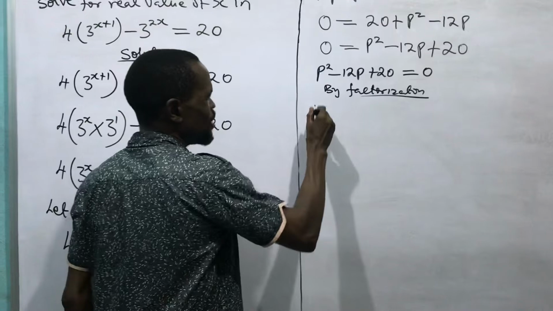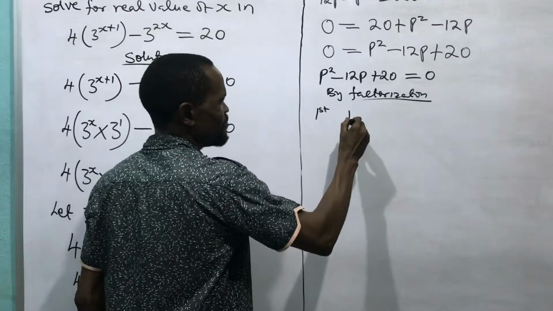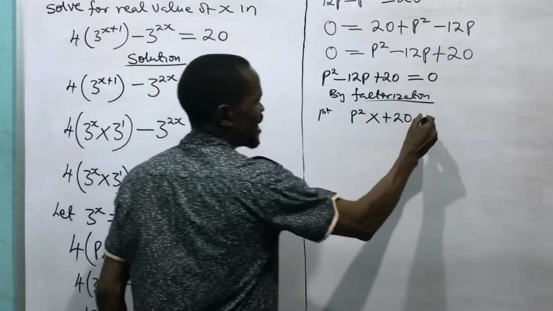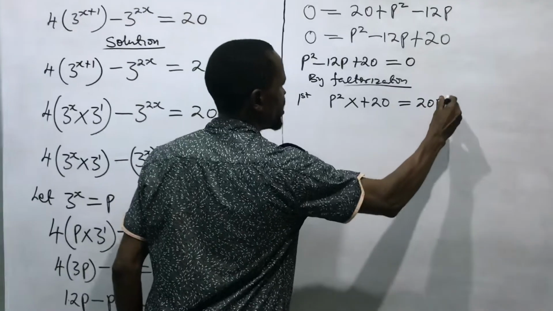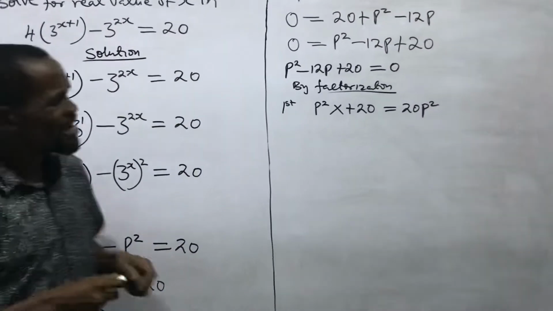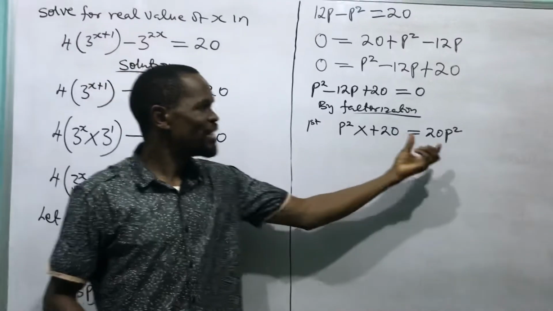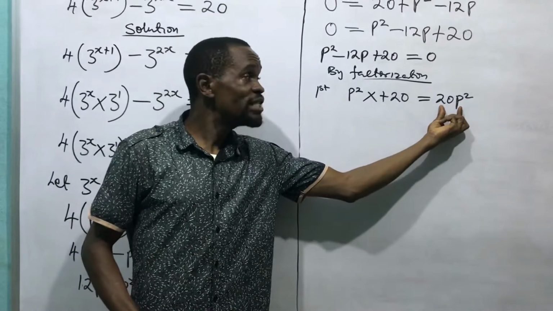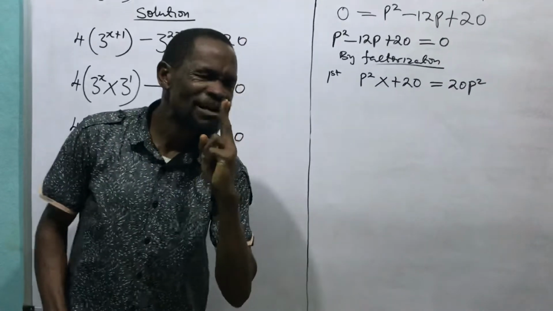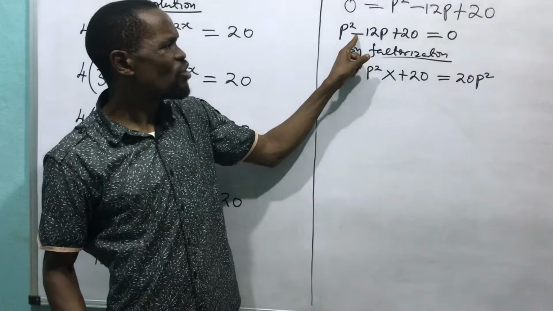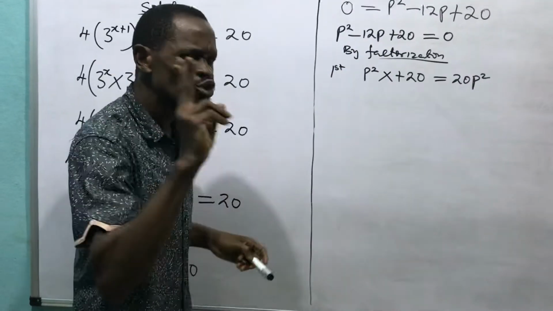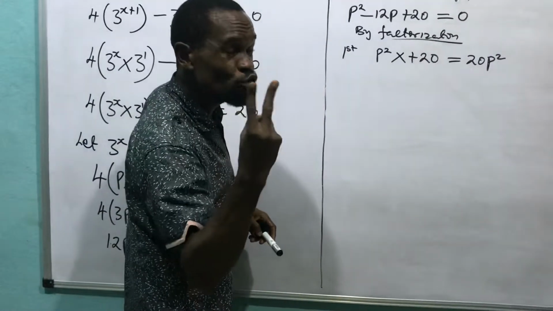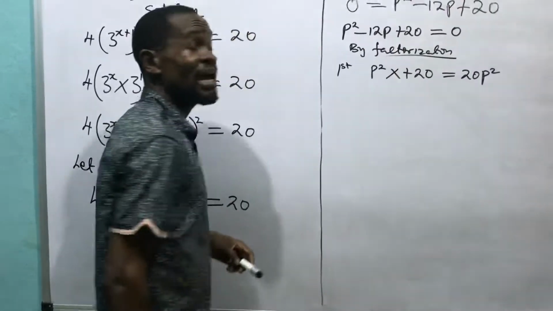I said by factorization. The first thing I will do is take P squared times plus 20. This 20 is plus, and that gives me 20P squared. I will now ask myself, what two values will I multiply together that will give me 20P squared, and when I add the same two values together, it will give me minus 12P?